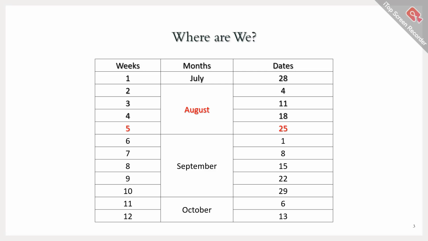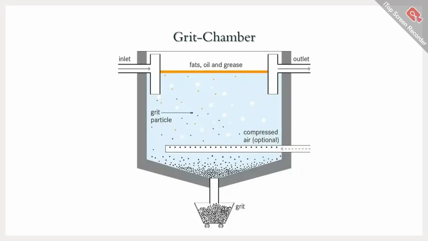Okay, so now let's start. In the last class, I told you about what a grit chamber is and how the grits are separated from the water with the help of this chamber, and pure water is taken out. So now in this section, we will solve a very simple problem based on this grit chamber.